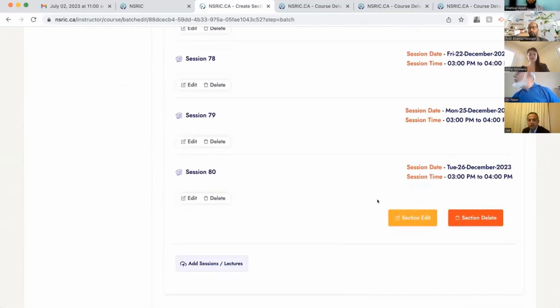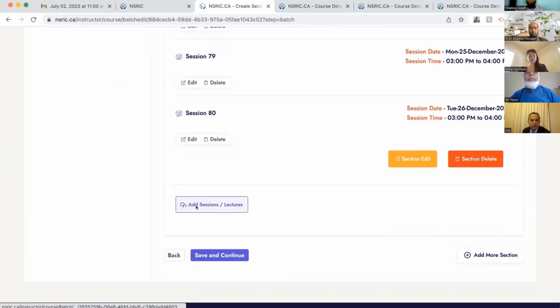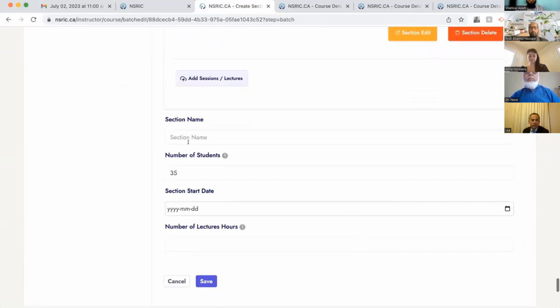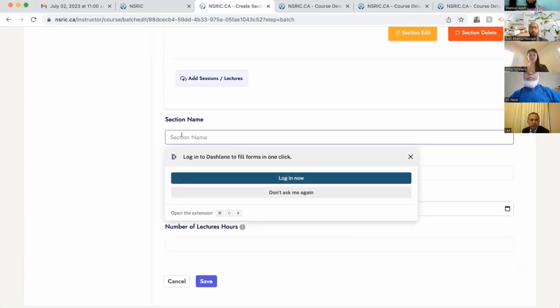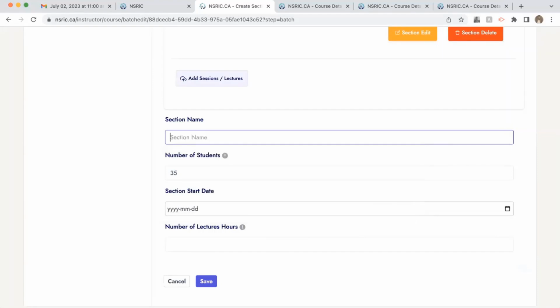If I wanted to edit the current section, I would click section edit. If I wanted to delete this section, I would click delete. To add an extra lecture to the session, I could click here. And then to add an extra overall session, I would click here. For section name, rather than just writing 1 or 2, you actually want to write section 1, section 2. So I'm going to write section 2.